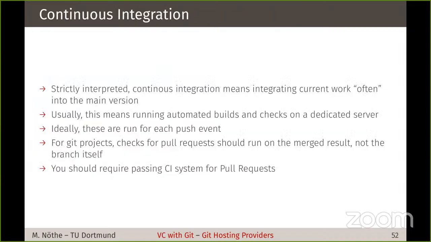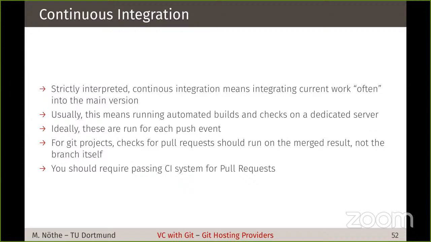So let's talk a bit in the last couple of minutes about continuous integration. If you strictly interpreted the term continuous integration, that means that you should often integrate your changes into the main version. Basically, always when you do a new thing, check that it's still working with the main version of your code. This is usually implemented by running automated builds and checks on a dedicated server each time you push a new branch or push a new commit to an existing branch or open a pull request.